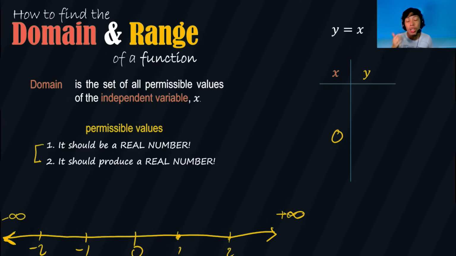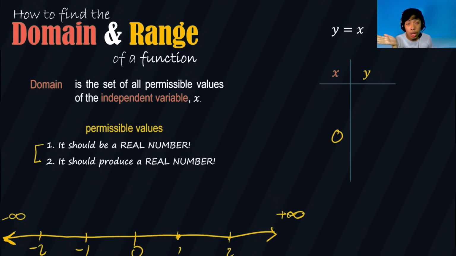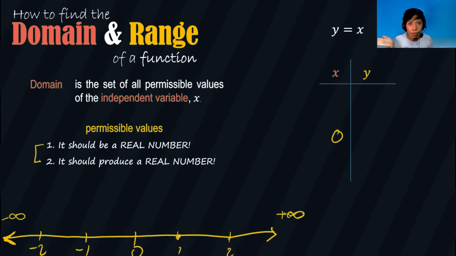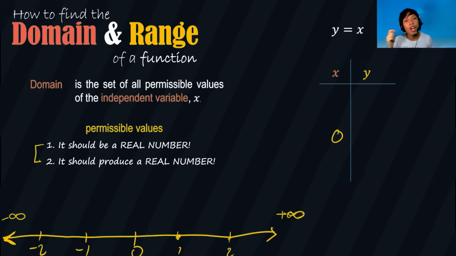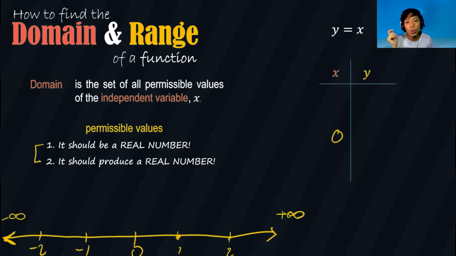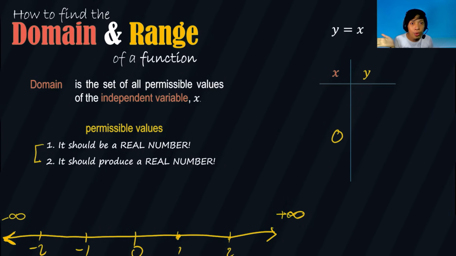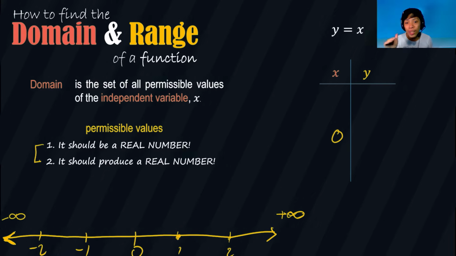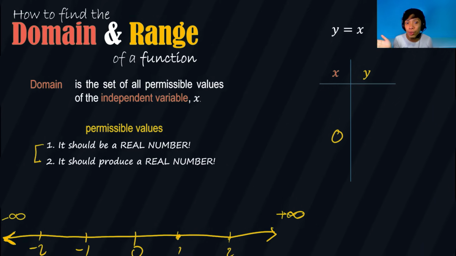How about a negative fraction? How about 1/2? Can you locate 1/2? Yes, of course, you can locate 1/2 on the real number line. Therefore, 1/2 is also a real number.